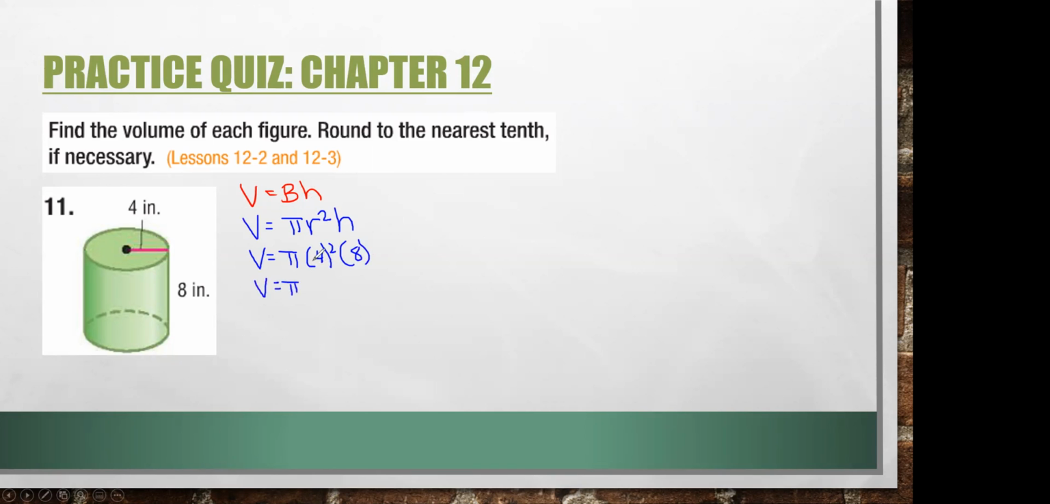So we have pi times 4 times 4, which is 16, times 8. So 16 times 8 is 128. And then you would multiply by pi. You just put that in your calculator, and you round it off to the nearest 10, and you get 402 and 1/10 inches cubed. Okay. Again, we're talking about volume, so it's to the third power.